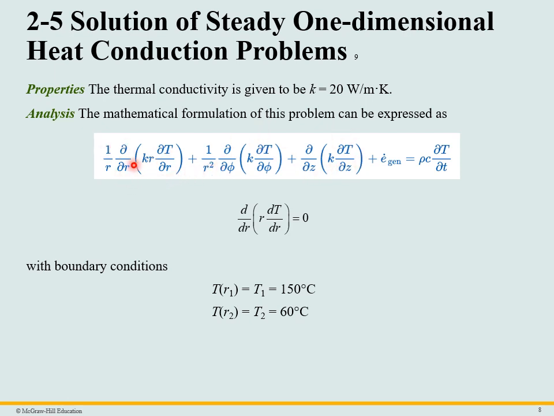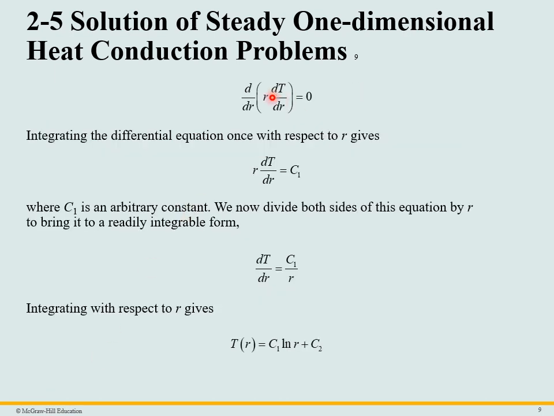And since it's only a function of r, we can factor the k out and divide through by it. So this most general equation reduces down to something a lot simpler. And we're given the boundary conditions at the temperature on the inside and outside walls. So again, this problem is pretty simple.